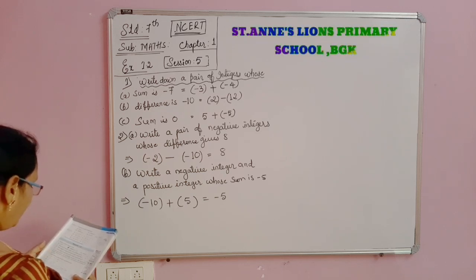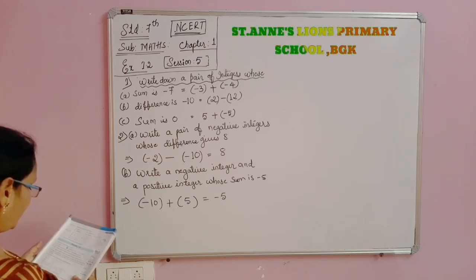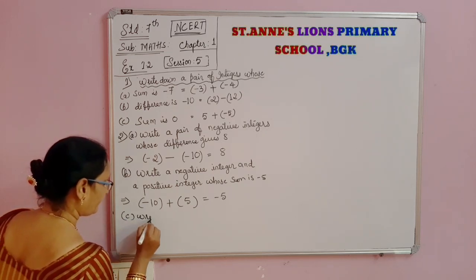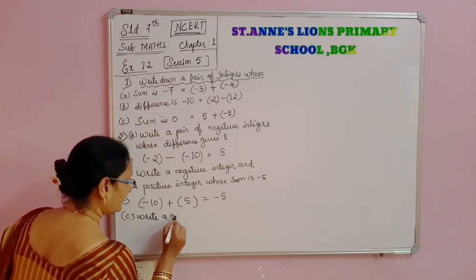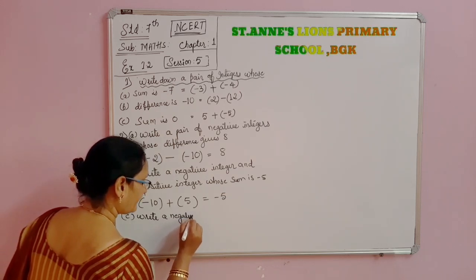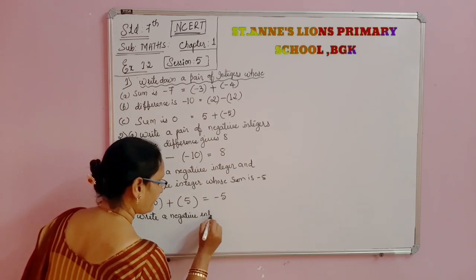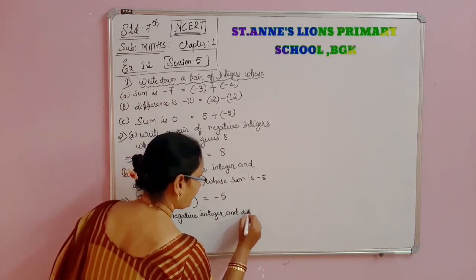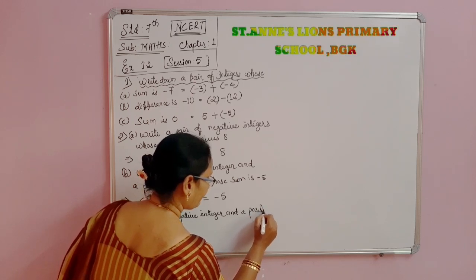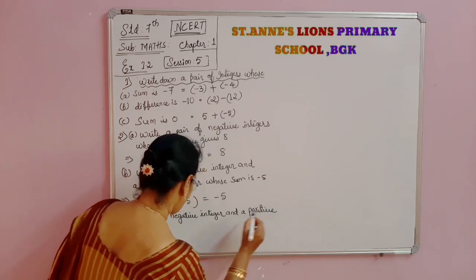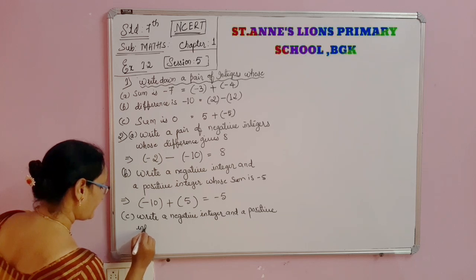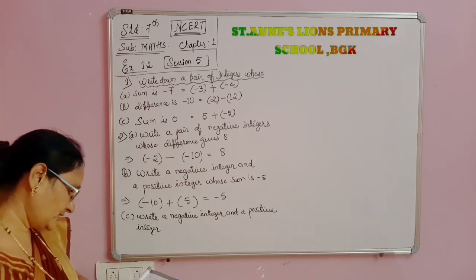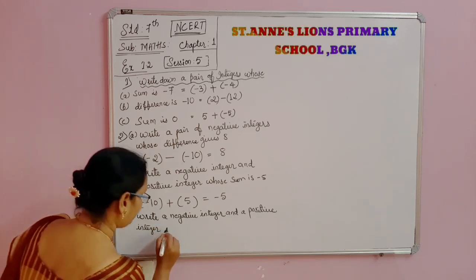Then next comes: write a negative integer and a positive integer whose difference is minus 3.